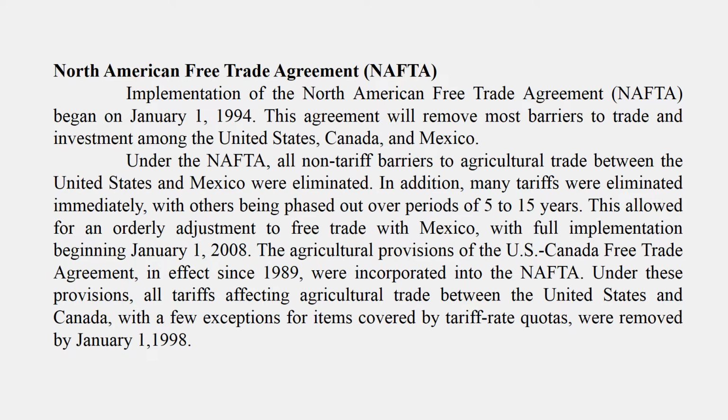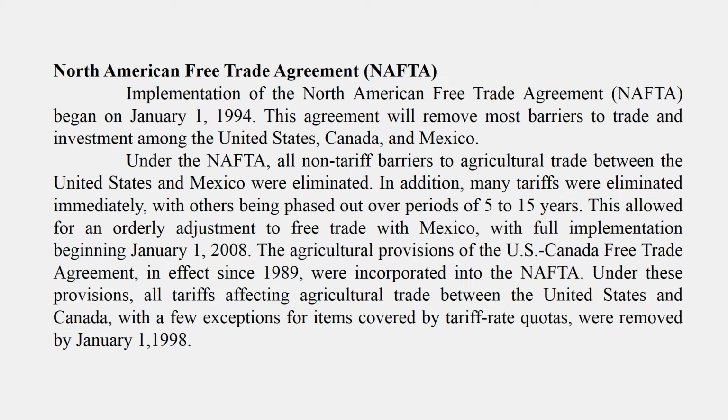Under NAFTA, all non-tariff barriers to agriculture trade between the United States and Mexico were eliminated. In addition, many tariffs were eliminated immediately, with others being phased out over periods of 5 to 15 years. This allowed for an orderly adjustment to free trade with Mexico, with full implementation beginning January 1st, 2008.